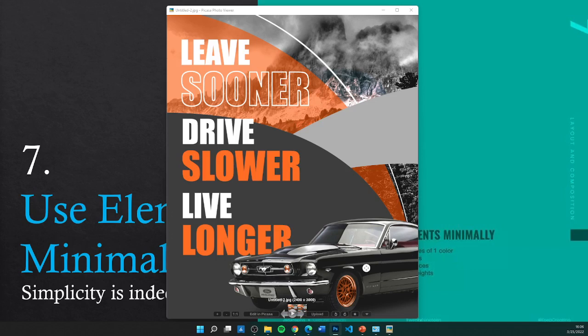So going back to why white is excluded: it is the brightest shade of any color. So let me open up Adobe Photoshop.